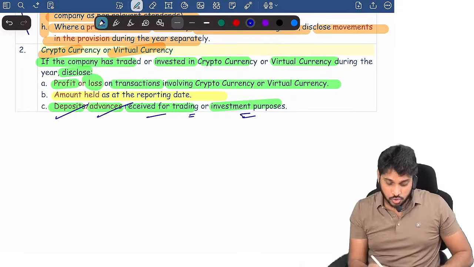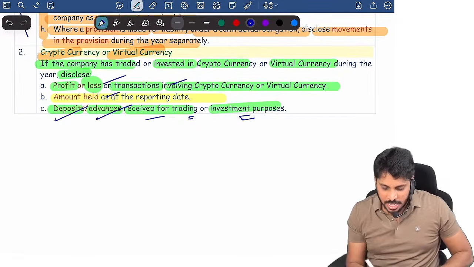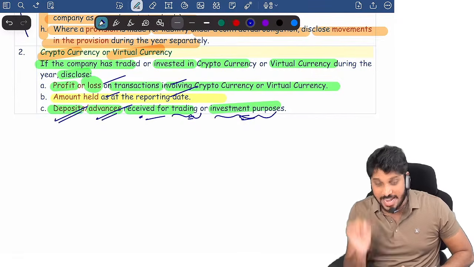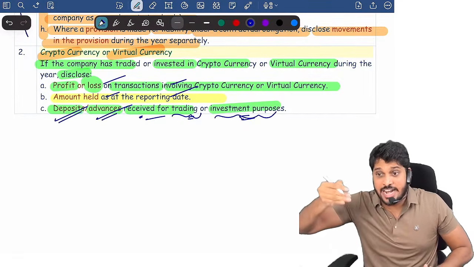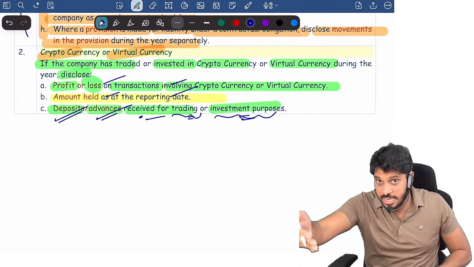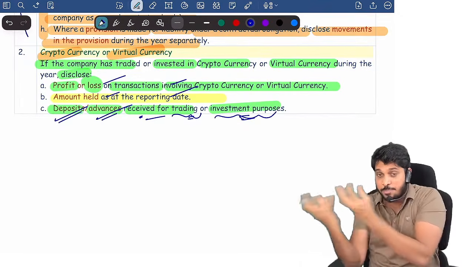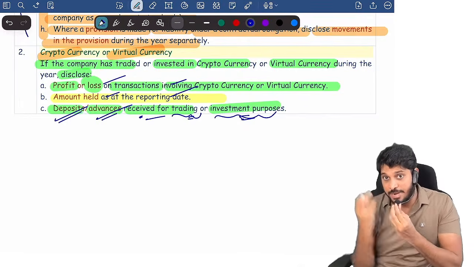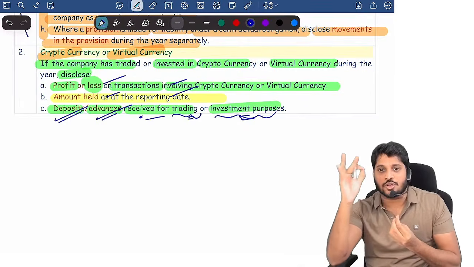That's it, guys. So whether profit or loss on transaction, amount held as on reporting date, deposit or advance received for trading or investment purpose, either for trading in crypto or for investing in crypto, how much deposit the company received, how much loan the company received for that purpose. That purpose also we have to give.